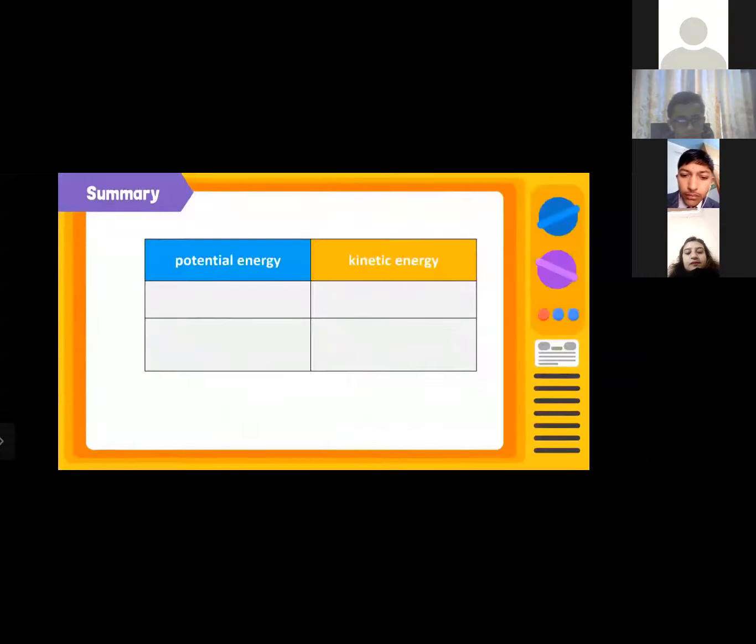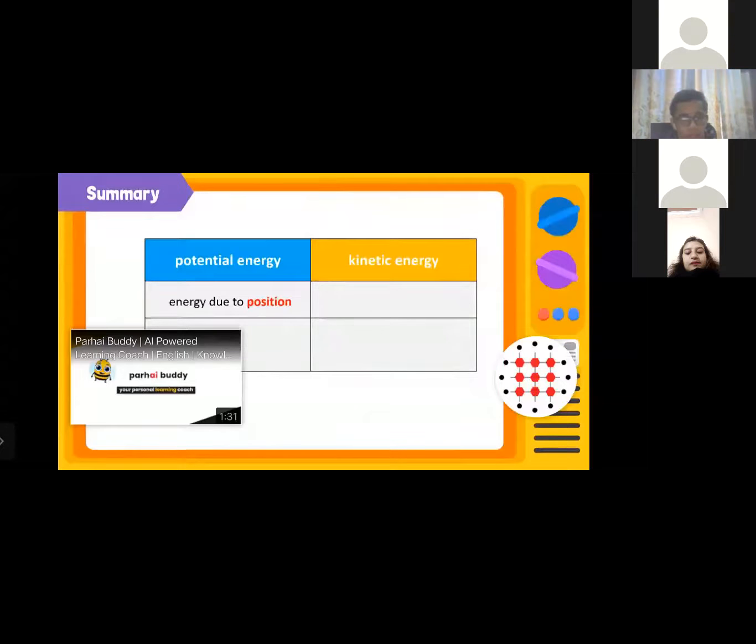So let us summarize. Energy due to position is potential energy. Energy due to motion is kinetic energy. We all know if height increases, potential energy will also increase, if we talk about from the ground. And if velocity increases, then kinetic energy will also increase. We all know this.